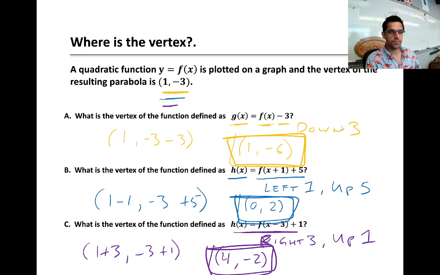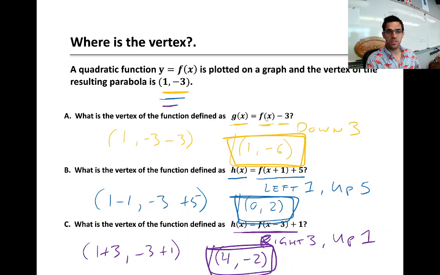So where's the vertex? A quadratic function, y is equal to a function f of x, and is plotted on a graph, and the vertex of the resulting parabola is at the point 1, negative 3. Okay, so what is the vertex of a function defined as g of x, where g of x is equal to f of x minus 3?